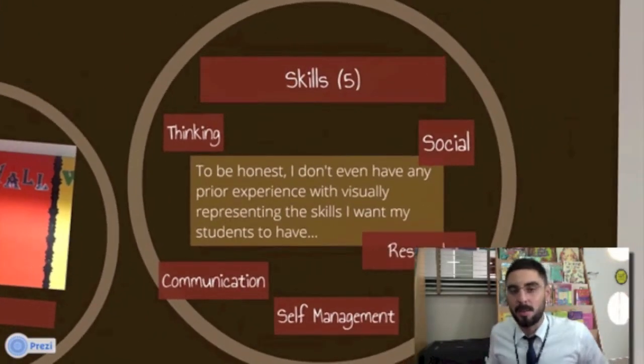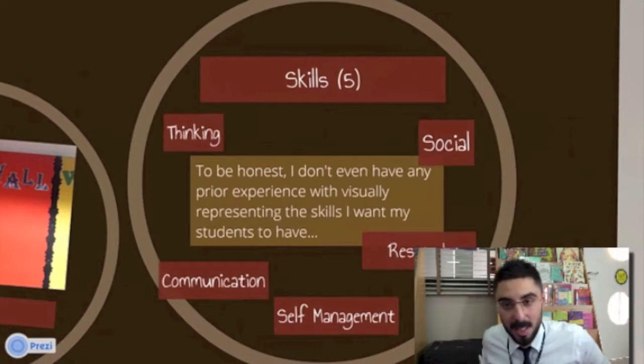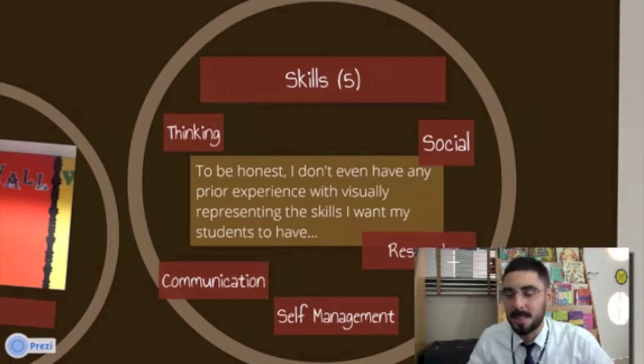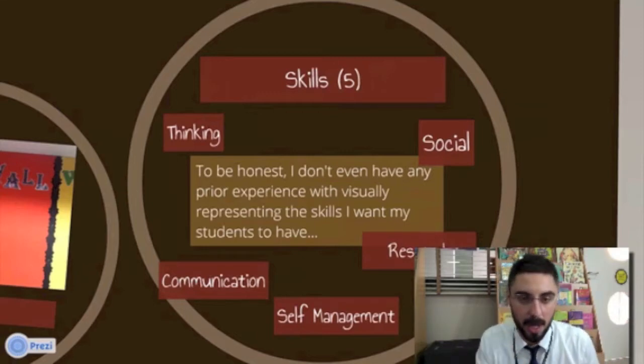And the last one is skills, and we know there are 5 skills. However, I've always done the skills in the planner. We've always been asked to display what kind of skills we want the students to show in that UOI. And we know that there are social skills, research skills, self-management skills, communication, and thinking.